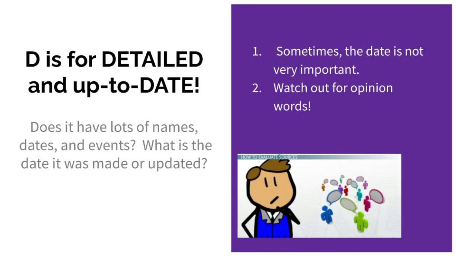D is for detailed and up-to-date. As I look at the information, does it have a lot of names and dates and events, specific facts? I look at the bottom of the page to see when it was made or when it was updated. Of course, sometimes the date is not very important. If we're learning about facts from history, there probably hasn't been a lot of changes.